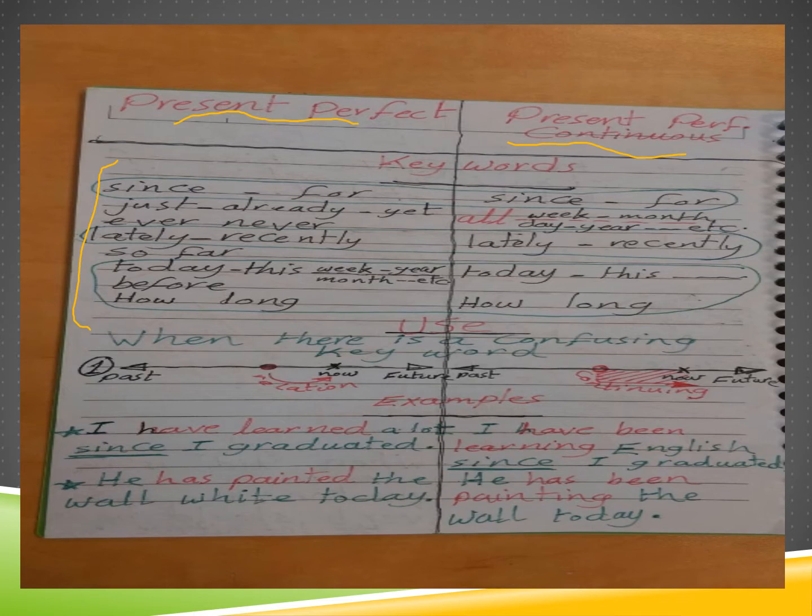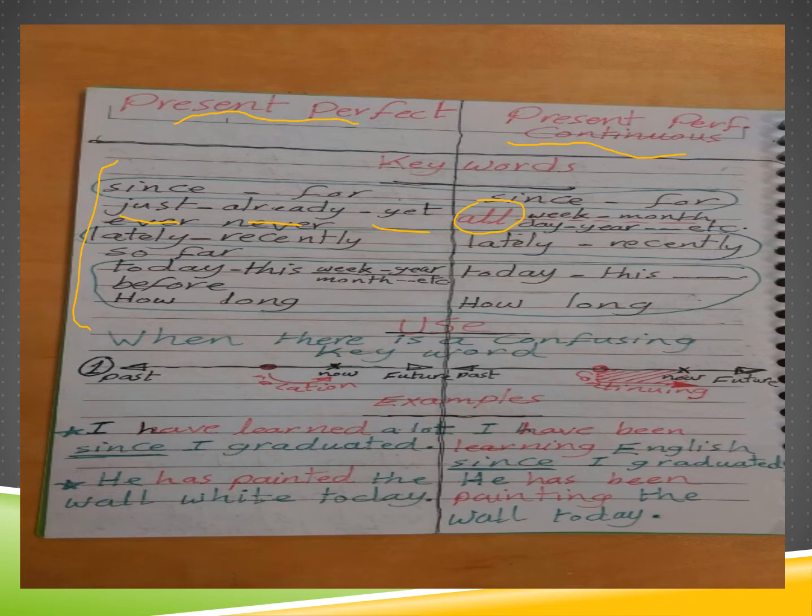And now for the keywords of the present perfect continuous, they are mostly the same except for the word all. All is a new word. All week, all month, all day, all year. This is one of the keywords of the present perfect continuous. This means that whenever you see it in a sentence, you think only of the present perfect continuous, not of the two tenses.